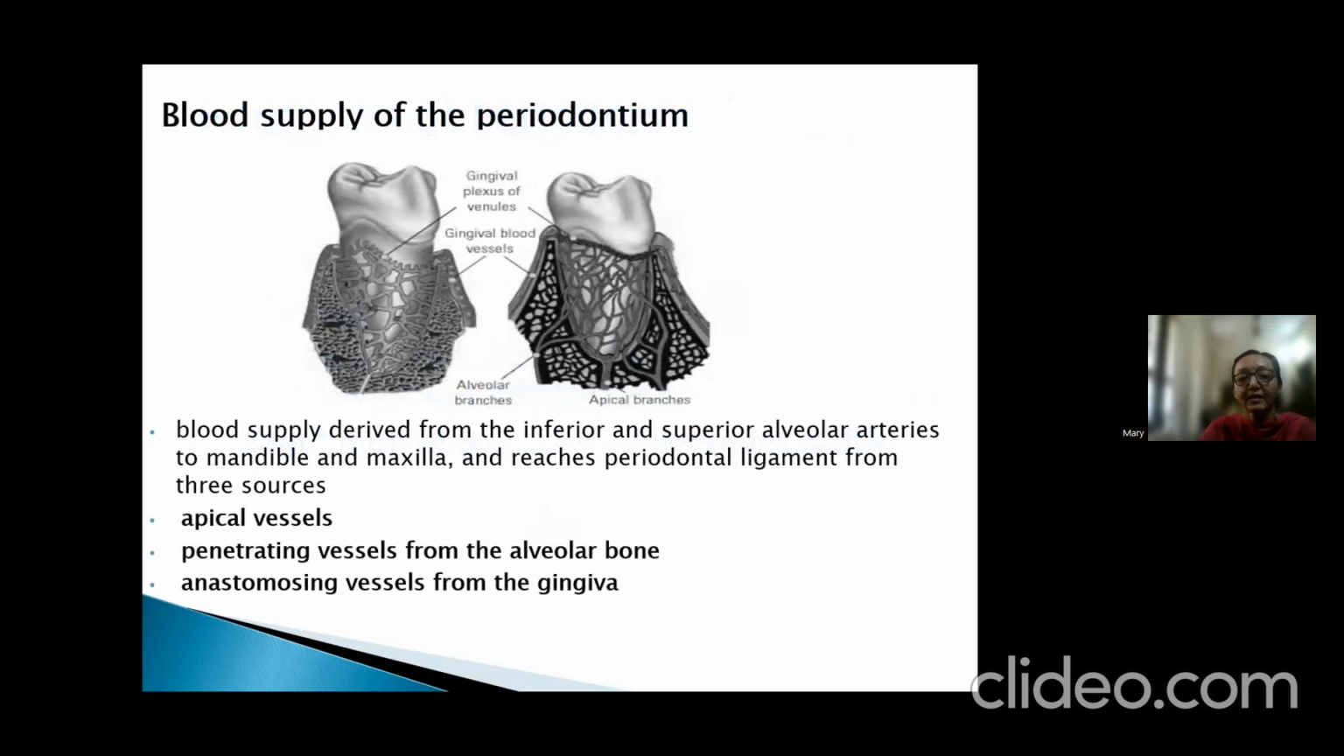So the blood supply of the periodontium is derived mainly from the inferior and superior alveolar arteries, which are supplied to both the maxilla as well as the mandible, and they reach the periodontal ligament through 3 main sources. The 3 main sources include the apical vessels, the penetrating vessels from the alveolar bone, as well as the anastomosing vessels of the gingiva.